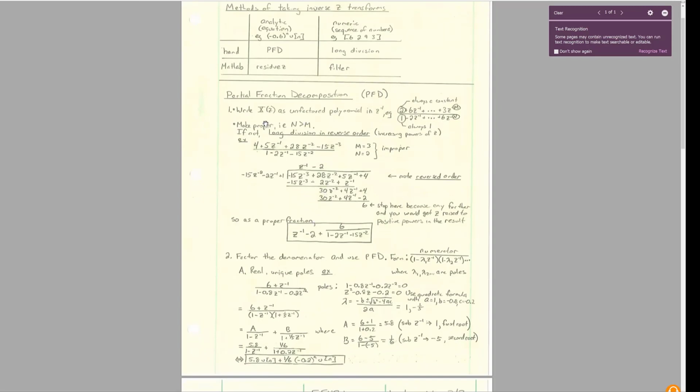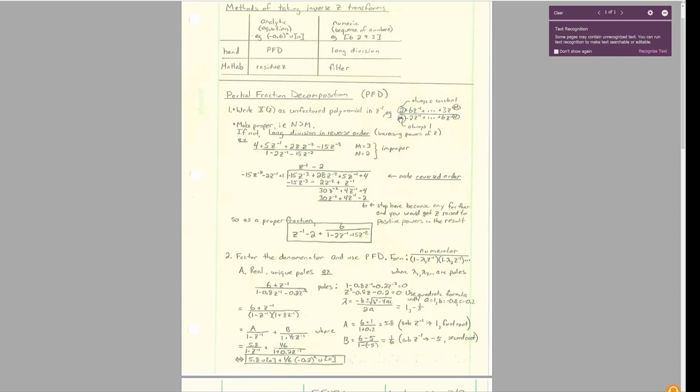First step is, remember there's 4 ways we can write X of z, factored or unfactored, and a polynomial in z to the negative 1 or a polynomial in z. You're going to write it as an unfactored polynomial in z to the negative 1. And just as a reminder from that handout that I gave, it looks like this. So z transforms are always polynomial ratios. Sometimes the denominator is 1.